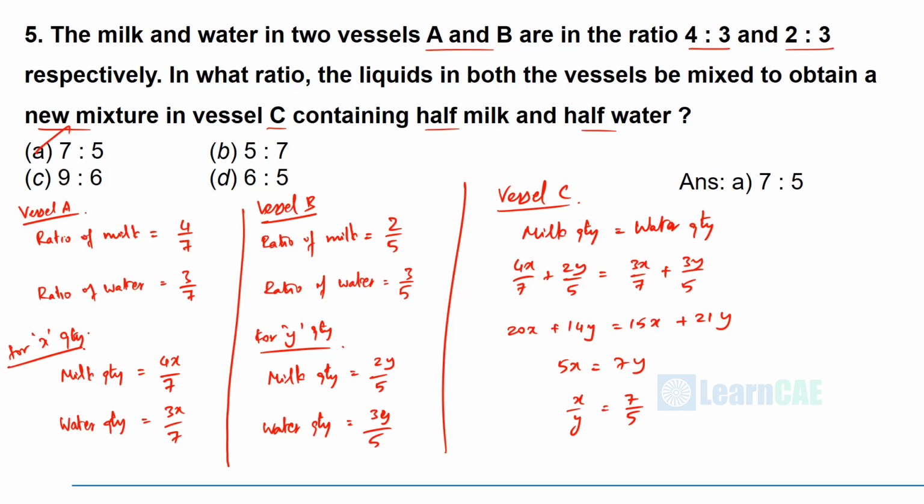We have to take from vessel A 7 times and from vessel B 5 times. Therefore, the ratio is 7:5. That is equal to x by y. So, this is through conventional method. Next, we shall try to solve the same question through alligation method.